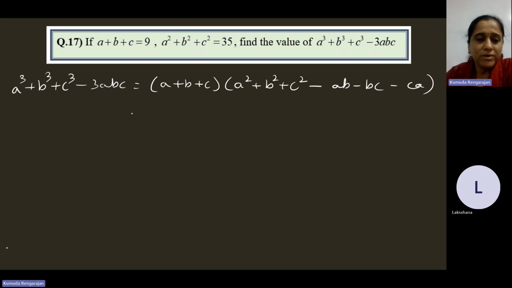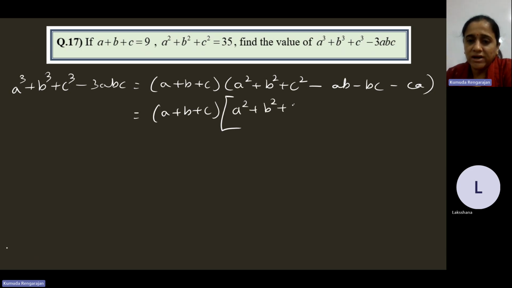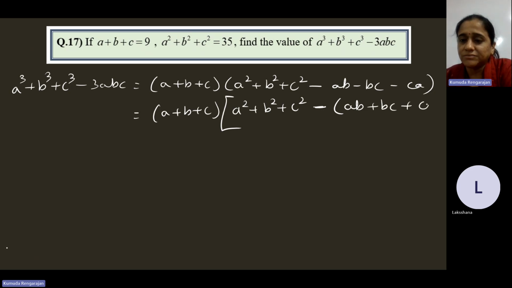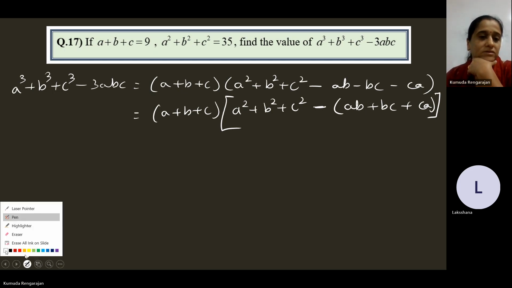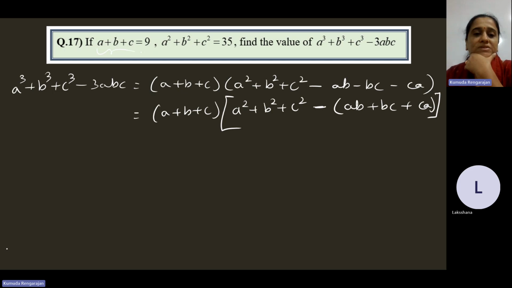Then you'll have to make a small change. A plus B plus C, take a square bracket, A squared plus B squared plus C squared, take out minus common here. So in the bracket, you will have AB plus BC plus CA. Because only then you can see we have the values of A plus B plus C, which you can substitute here, and we have the value of A squared plus B squared plus C squared, which you can put here.